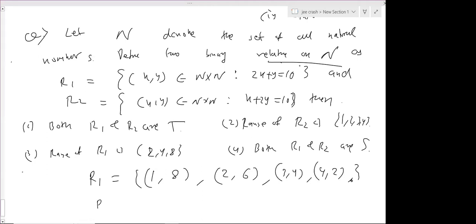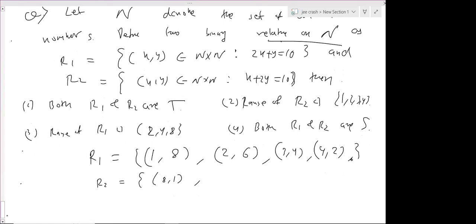Yes, sir. Same, we can write R2. If x is 1, or let's start with y. Y is 1, so x is 8. So it's a continuous function. If y is 2, then x is 6. Y is 3, then x is 4. If y is 4, x is 2. So we have got R1 and R2.